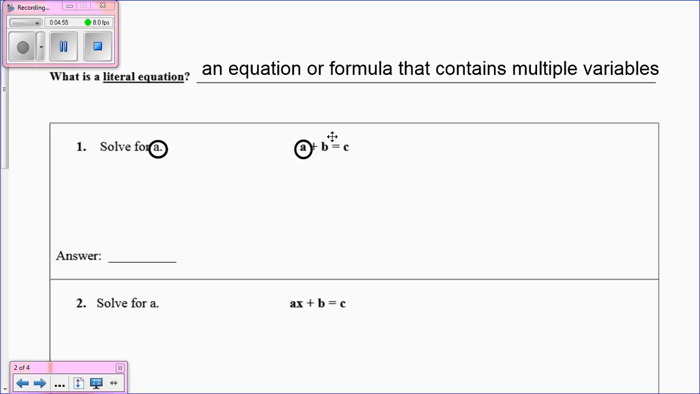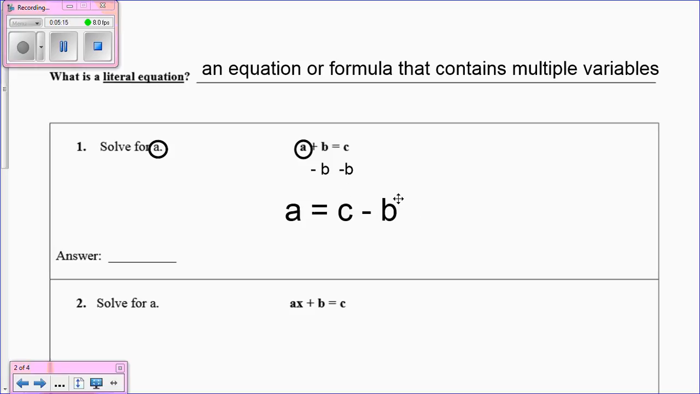So I need to get rid of that plus b. How do I do that? Inverse operation. So I subtract b from both sides. That's going to leave the a by itself on this side, and the c minus b, I can't combine that because they're not like terms. So I'm left with a equals c minus b.